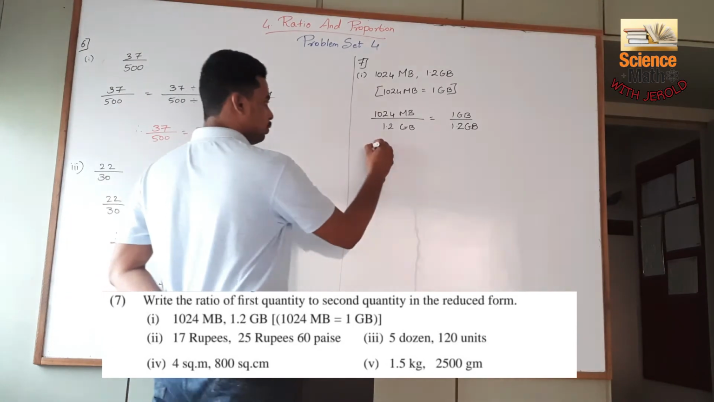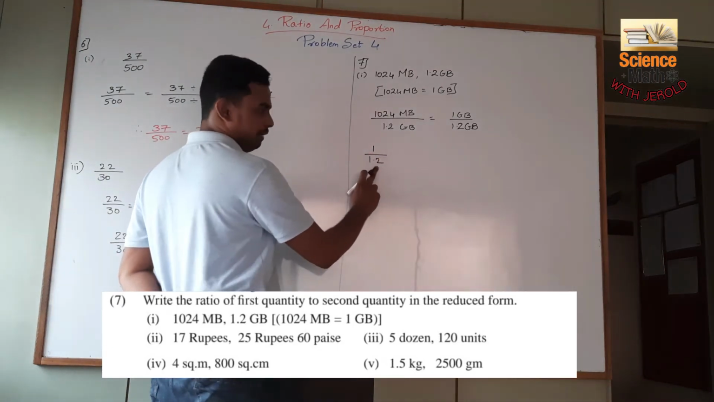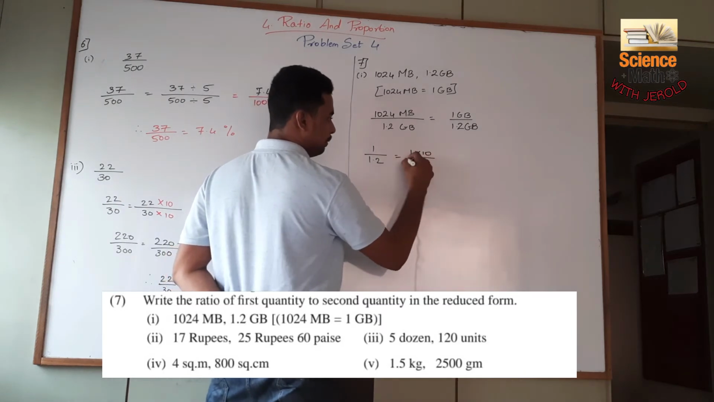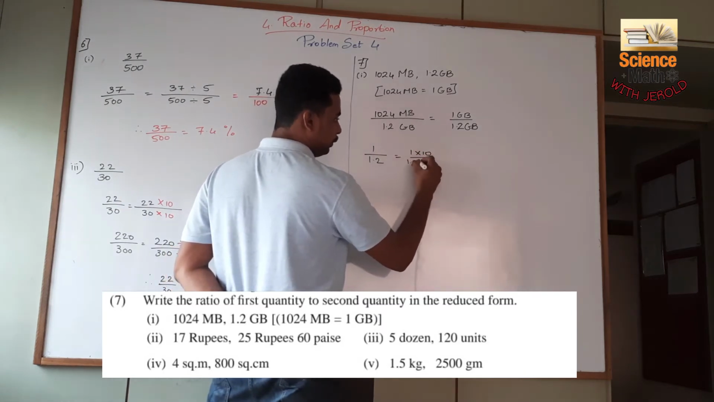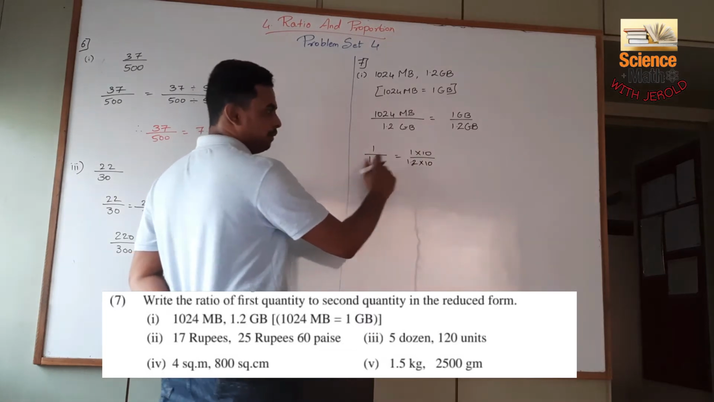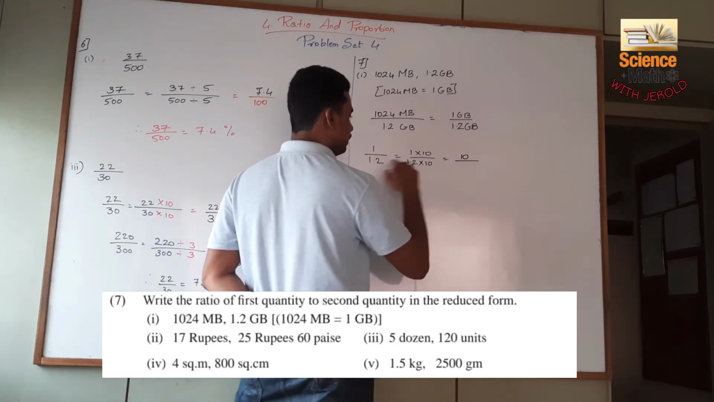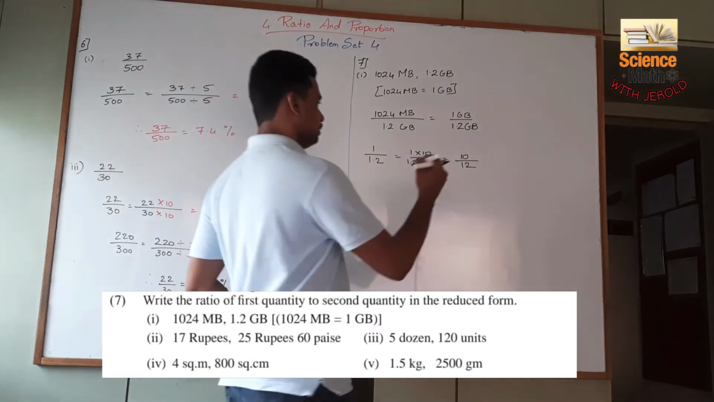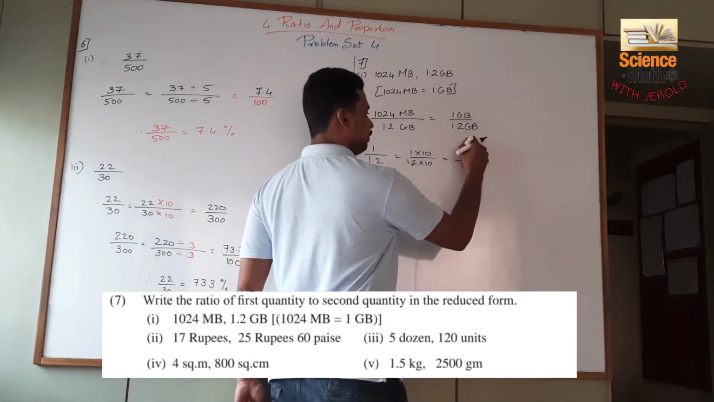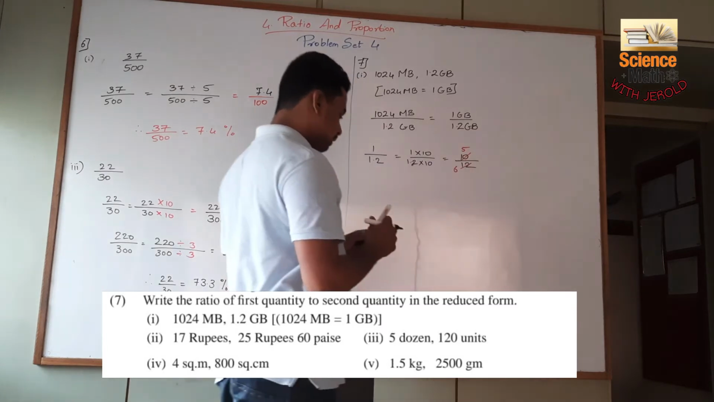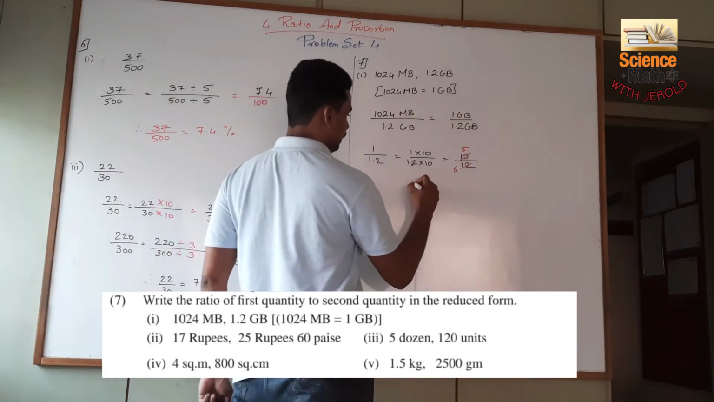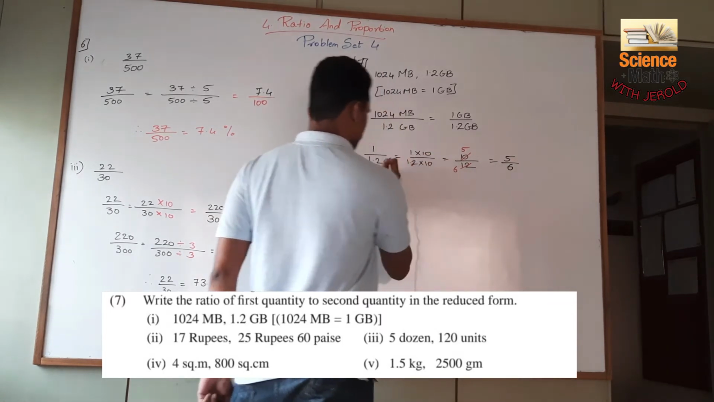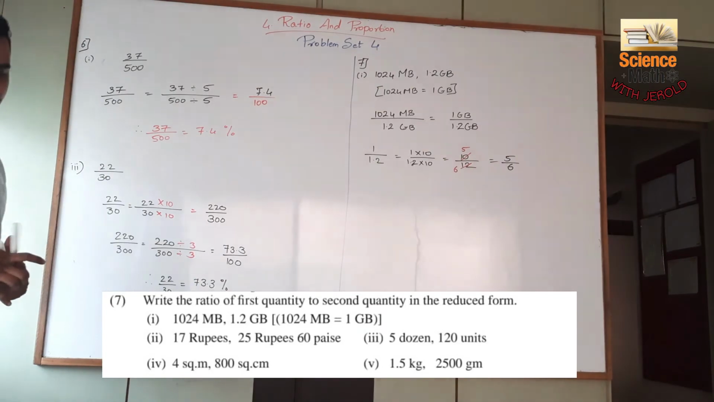Now my new ratio is 1 upon 1.2. I have to remove the decimal point. So what I do is 1 into 10 divided by 1.2 into 10. When I multiply by 10, the decimal point in my denominator will go, and I will have 12 in the denominator. So now dividing it by 5, 2 5s are 10 and 2 6s are 12. Therefore, my ratio for the given part is 5 upon 6. This is what I had for the first sub.